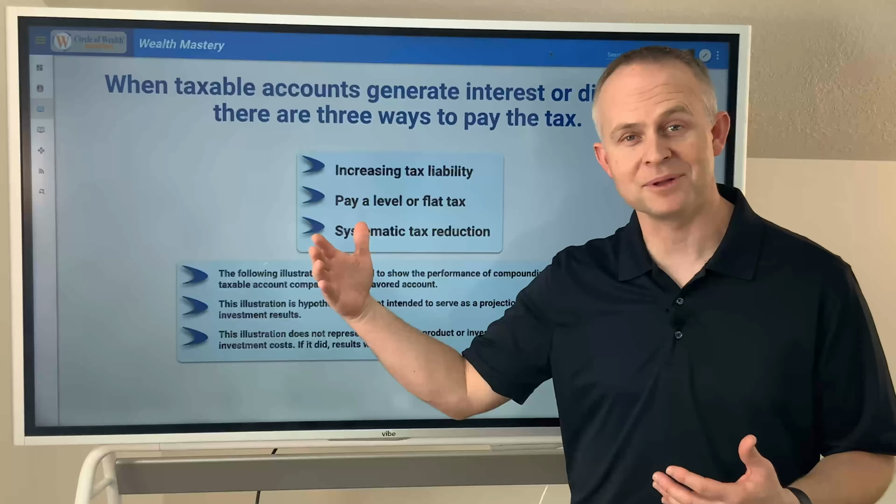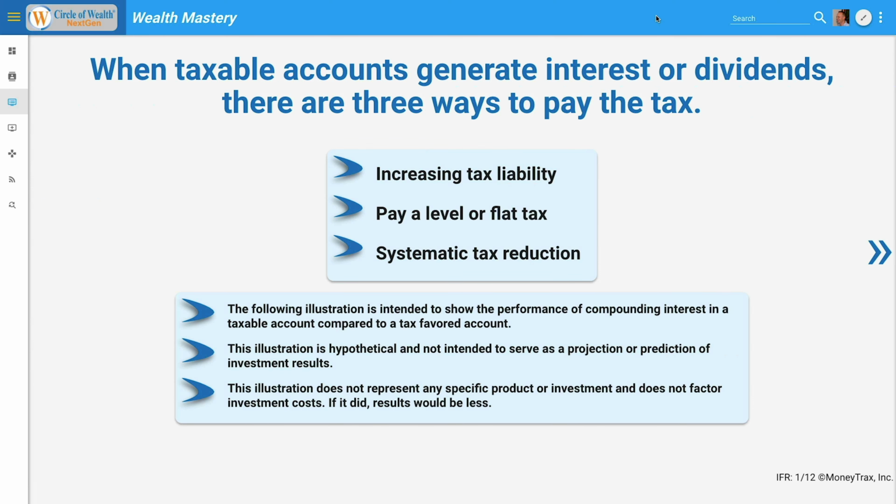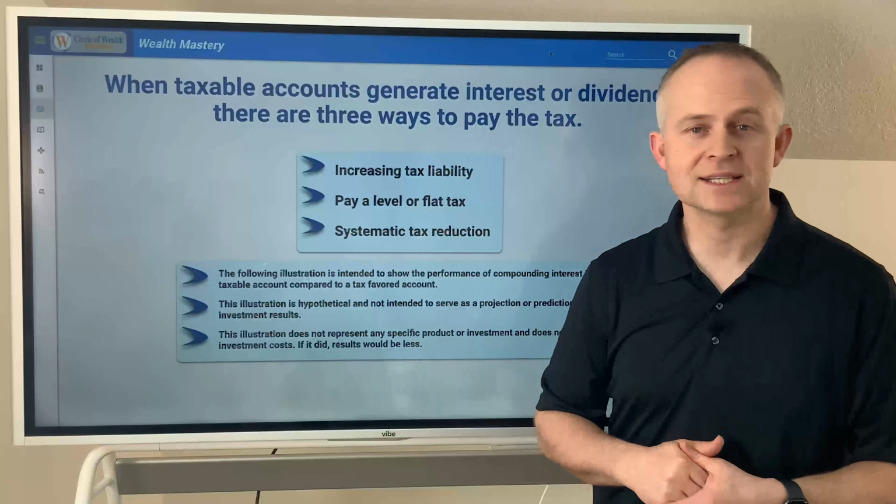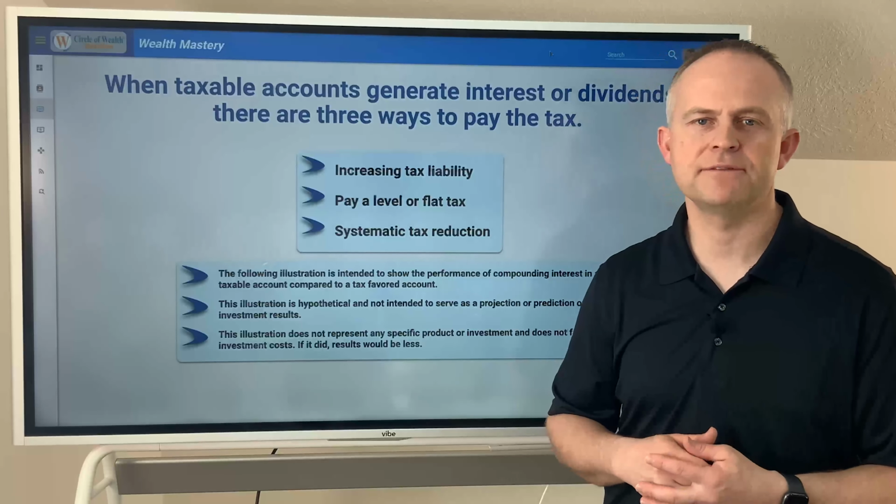Now, just as a note, the following illustration is intended to show the performance of compounding interest in a taxable account compared to a tax favored account. Also, this illustration is hypothetical and not intended to serve as a projection or prediction of investment results. And finally, this illustration does not represent any specific product or investment and does not factor investment costs. If it did, results would be less. Also, once again, I'm not giving you tax advice. Consult with a CPA for any specifics.